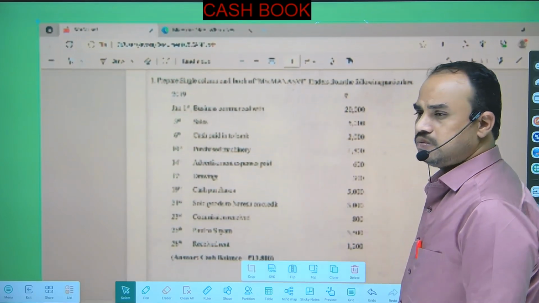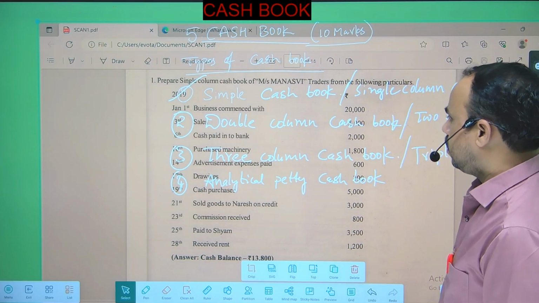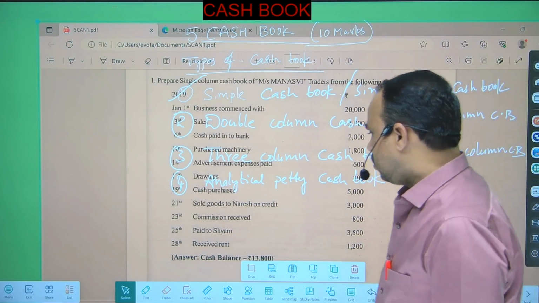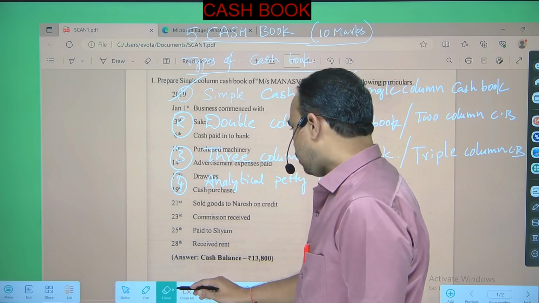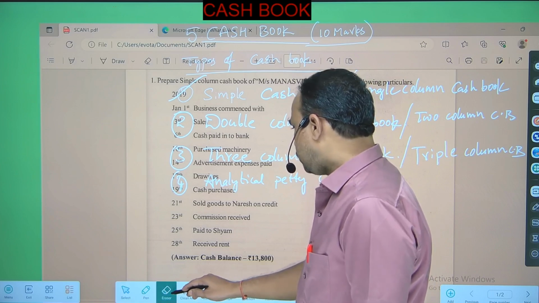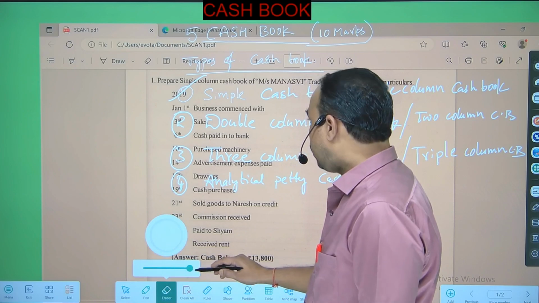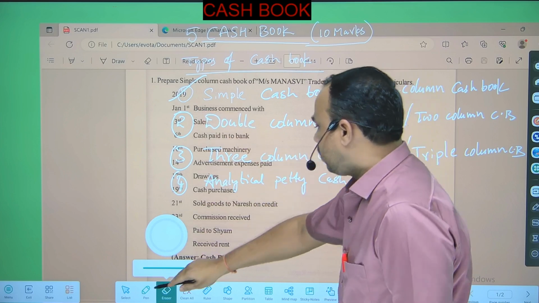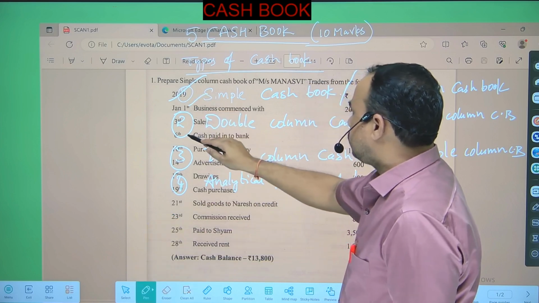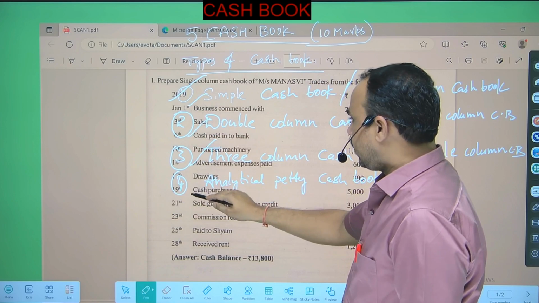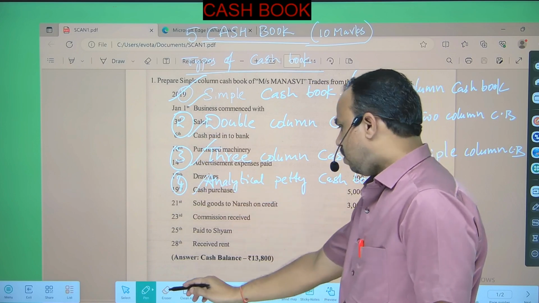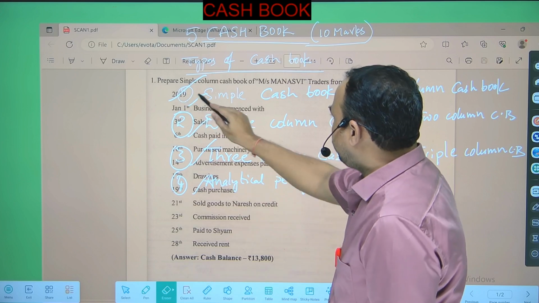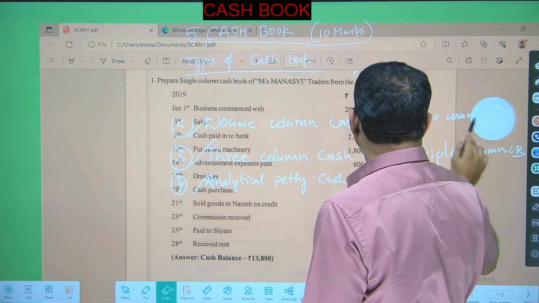So how many types of cash books are there in total? Total we have 4 types. Look at the board one more time: single column cash book, double column cash book, 3-column cash book, analytical petty cash book. Now I am going to erase this so that we can do the problem.